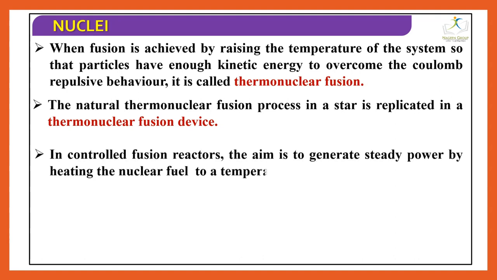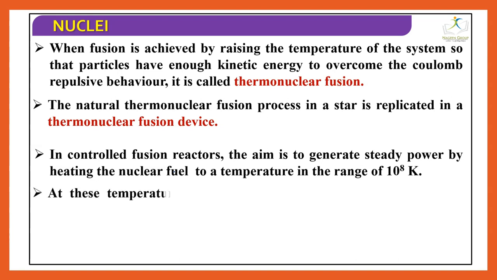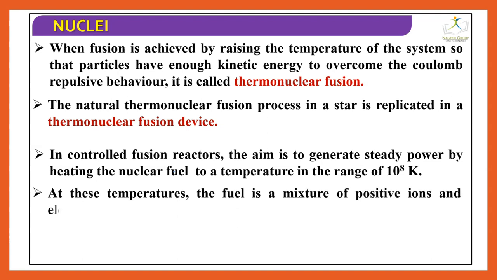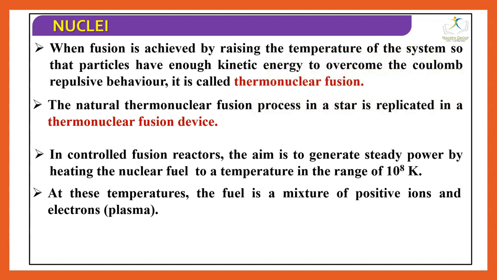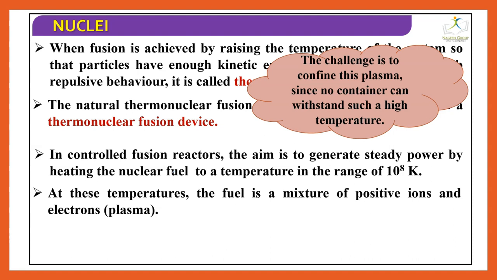In a controlled fusion reactor, the aim is to generate steady power by heating the nuclear fuel to a temperature in the range of 10 to the power 8 Kelvin. At these temperatures, the fuel is a plasma, a mixture of positive ions and electrons. The challenge is to confine this plasma, since no container can withstand such a high temperature.